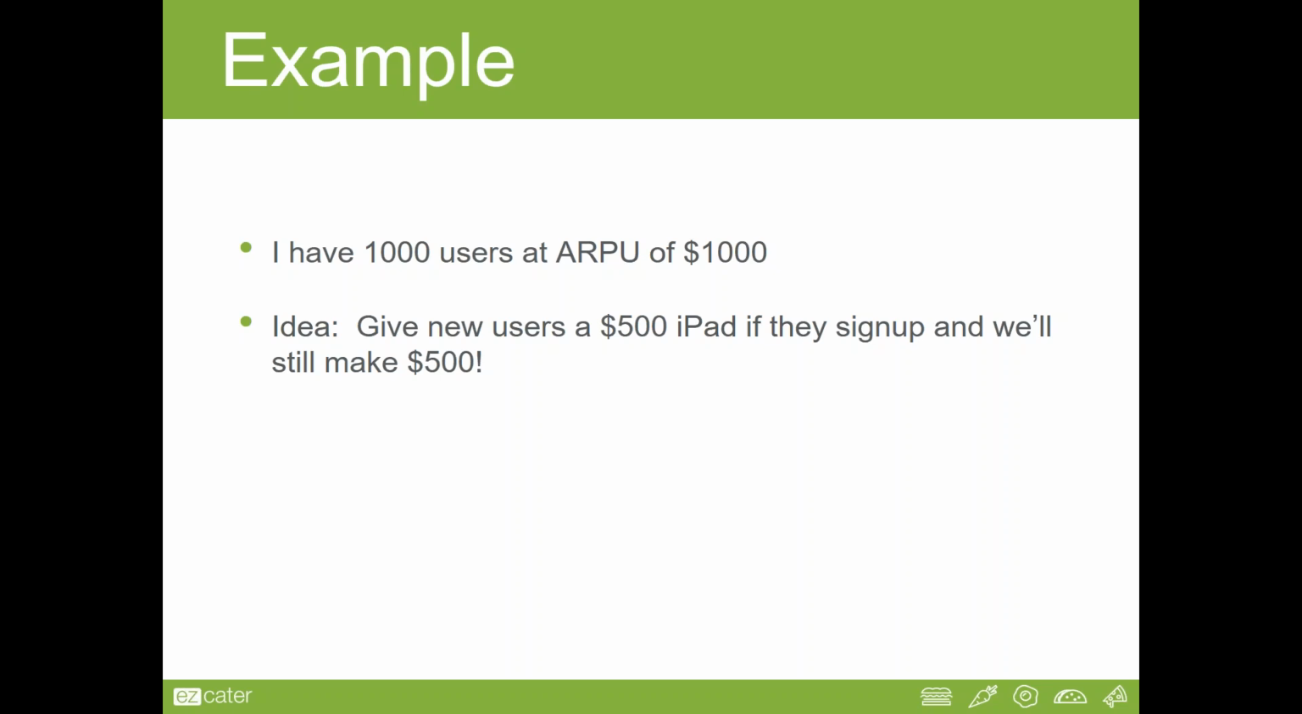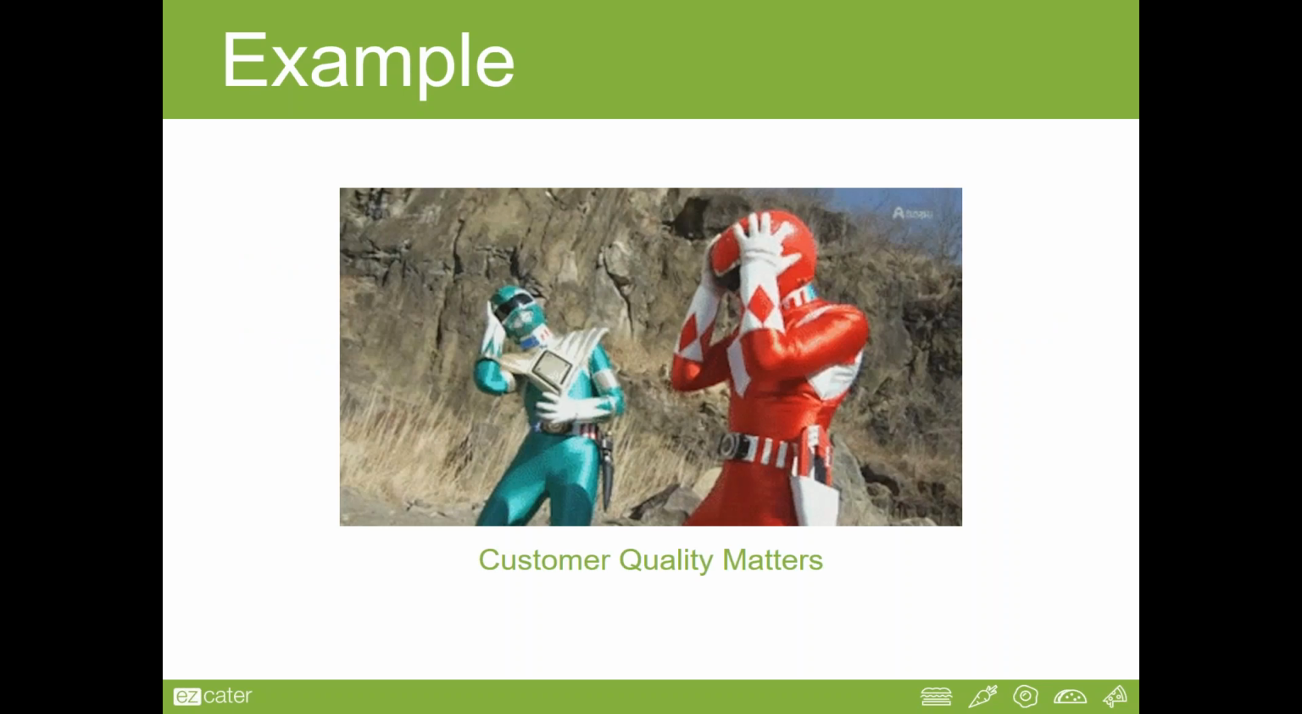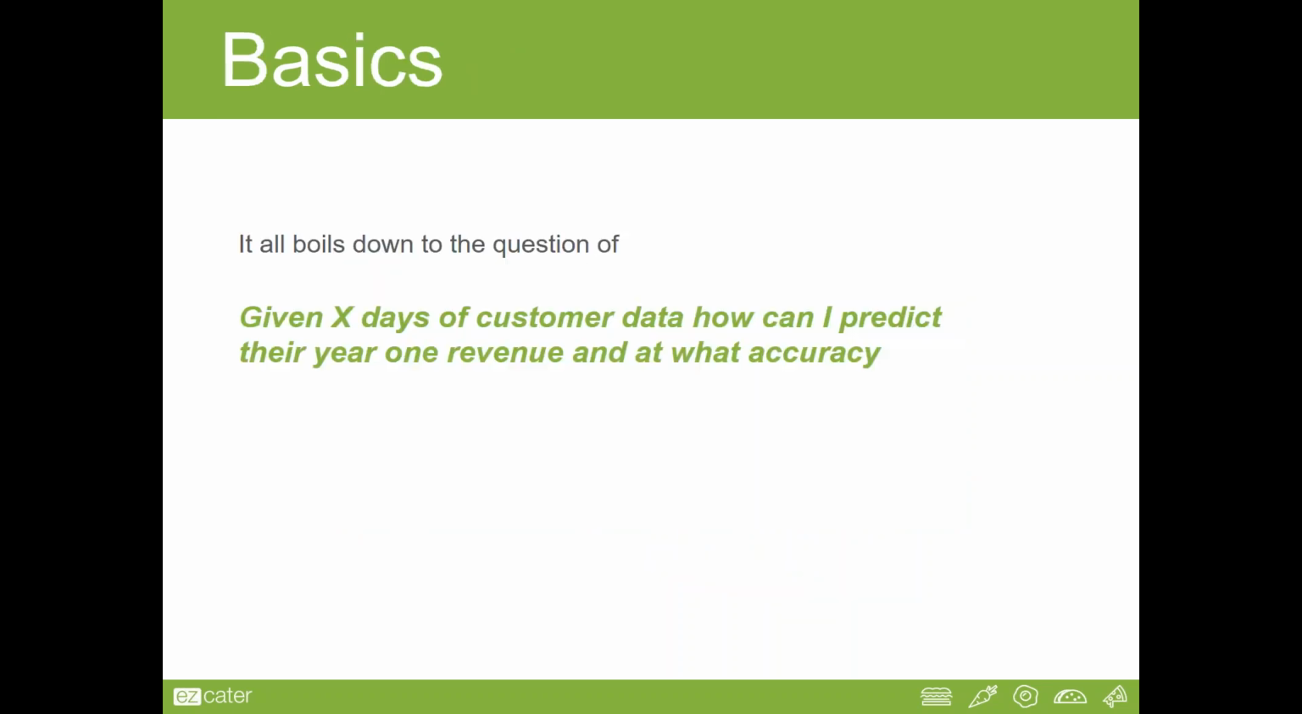If someone comes up with an idea like, hey, let's give everybody a $500 iPad when they sign up, we'll still make $500, right? This is sort of patently absurd. Obviously, customer quality is going to matter. If you give people a $500 iPad without asking for anything, you're going to get a whole bunch of people that just want an iPad, right? You can't just rely on your historical ARPU.